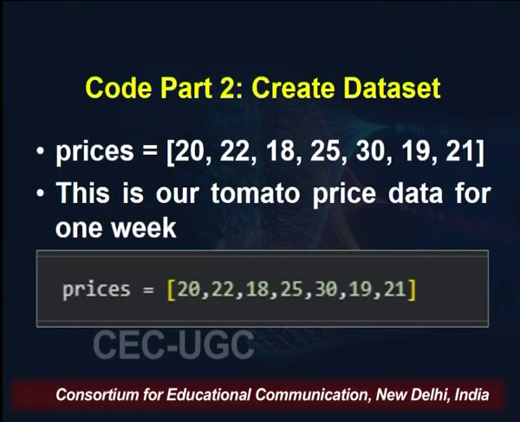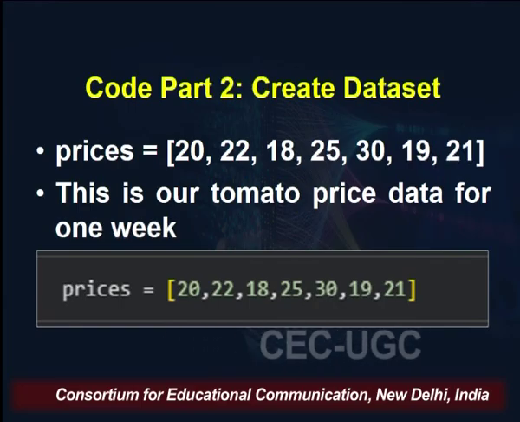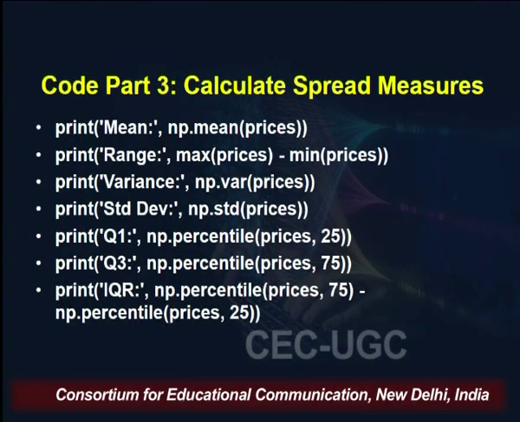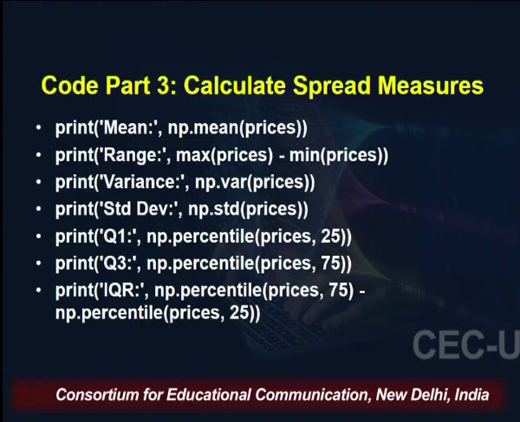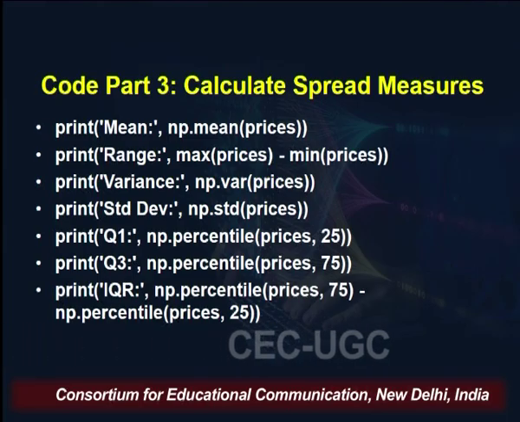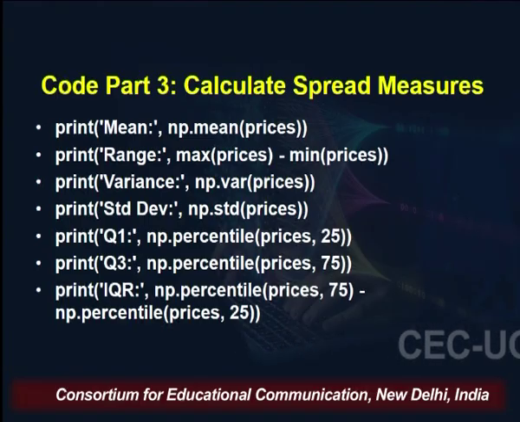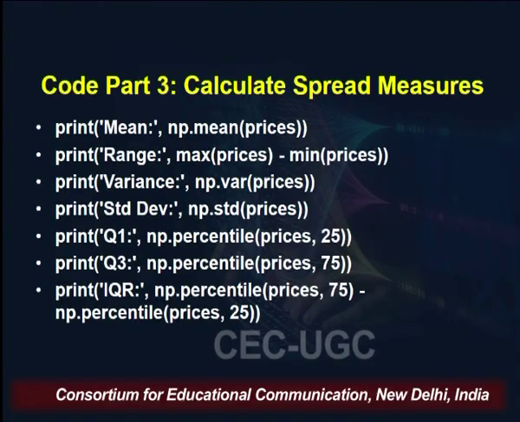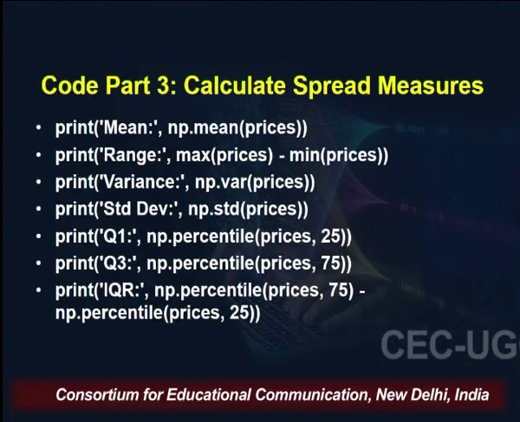The second part is to create a dataset. So the prices are rupees 20, 22, 18, 25, 30, 19, 21, which is our tomato price data for 1 week. Now, how do we calculate this spread and measures? Python provides you a way to calculate them easily. To calculate the mean, you can simply use np.mean. To calculate range, it's also pretty simple because it's the difference between the maximum and the minimum. So you say maximum of the prices minus minimum of the prices. Similarly, to calculate variance, you do not need to go through all the 5 steps.